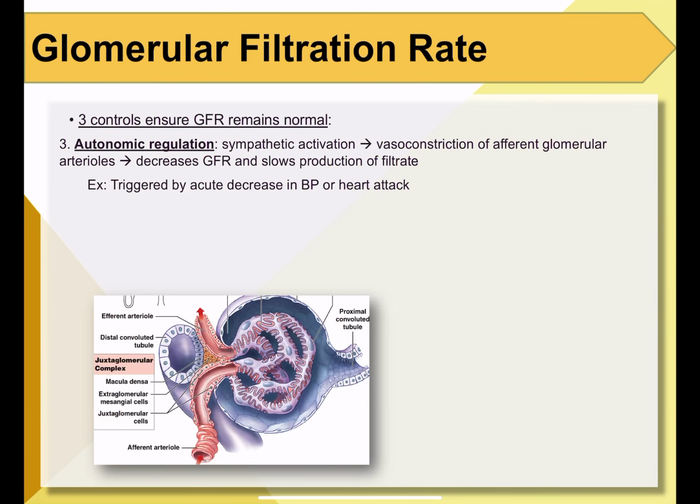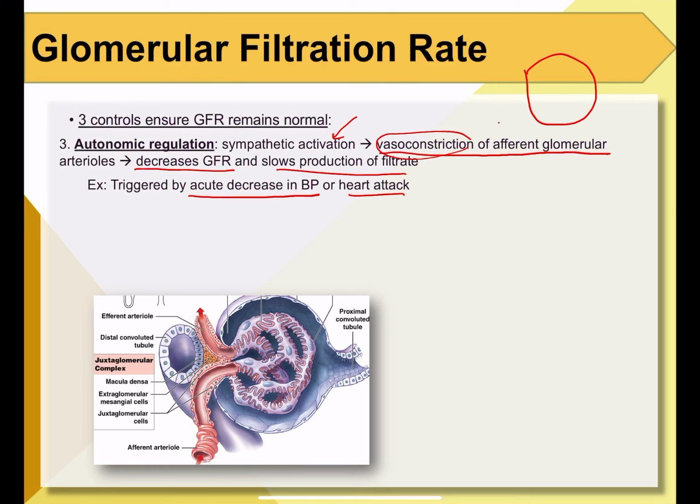All right. So lastly, you have autonomic regulation. You can have sympathetic activation, which means you have vasoconstriction of the afferent glomerular arterioles, which then decreases your GFR and slows the production of filtrate. This can be triggered by an acute decrease in blood pressure or a heart attack. Remember, sympathetic activation is your fight or flight system. The last thing you want to think about is peeing. So that's why you don't want to pee, and hence you have vasoconstriction.